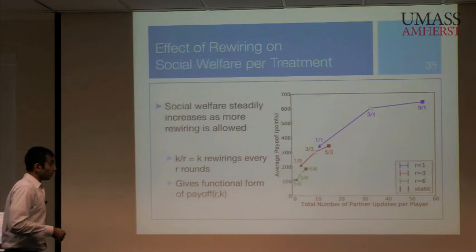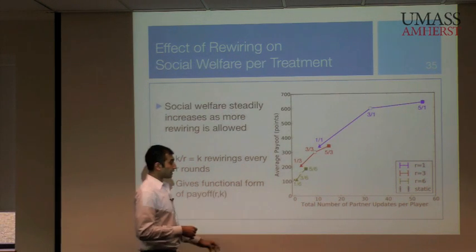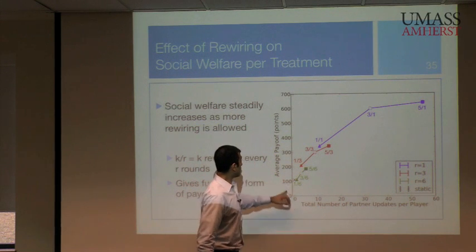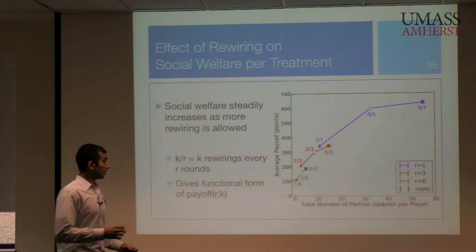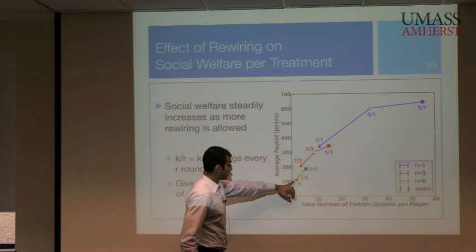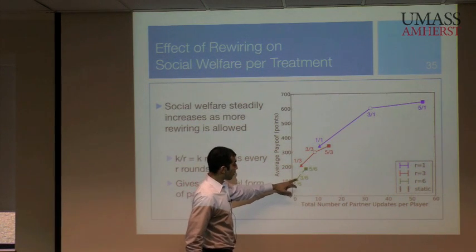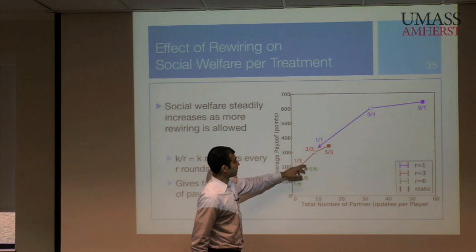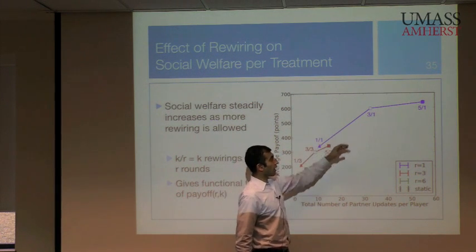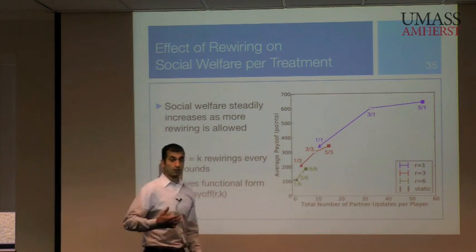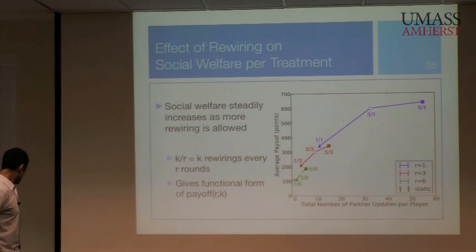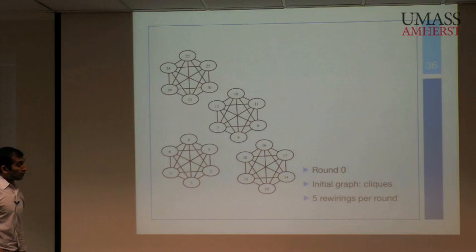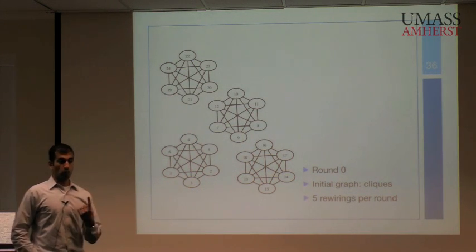Okay? On the x-axis here, again, it's total number of partner updates. On the y-axis now is payoff. How much do these guys take home? Okay? Now, again, same thing. Static case down here, a little bit of rewiring results in an increase, but then with continued increases in rewiring, again, there is an increase, although you get a diminishing returns curve. Okay?